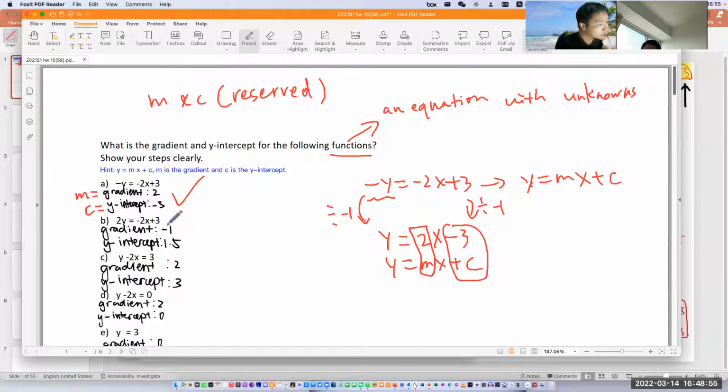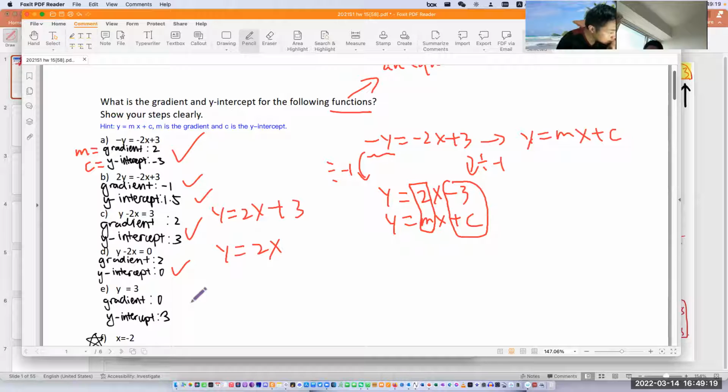So for 2y equals this, you divide by 2. Okay, so good. Then for this, you need to bring the 2x over, so it becomes plus 2x. This is plus 3, so it's 2 and 3. Very good.